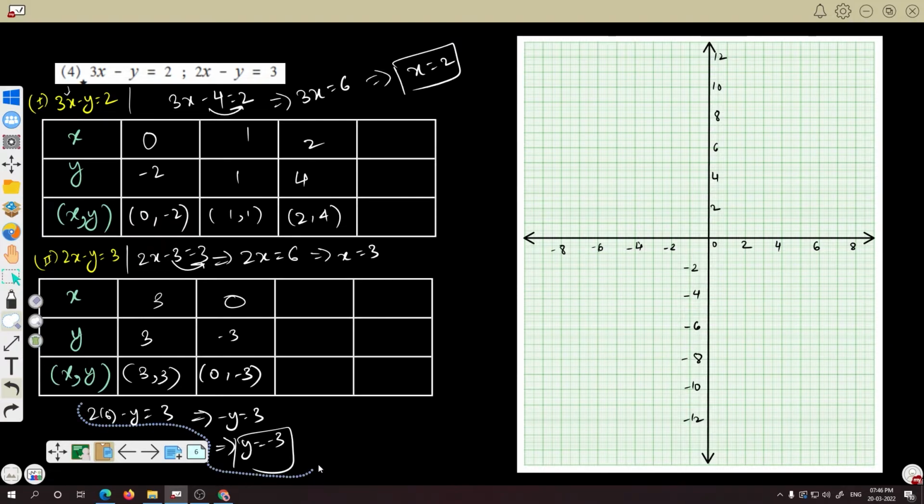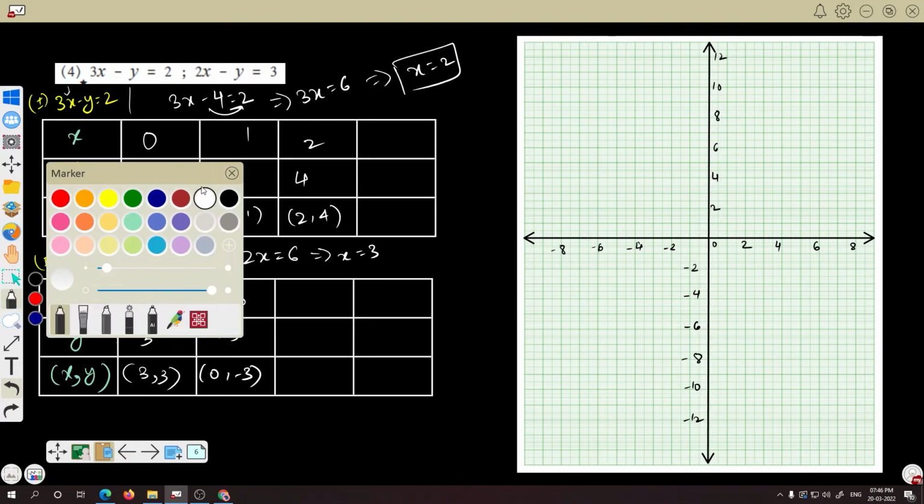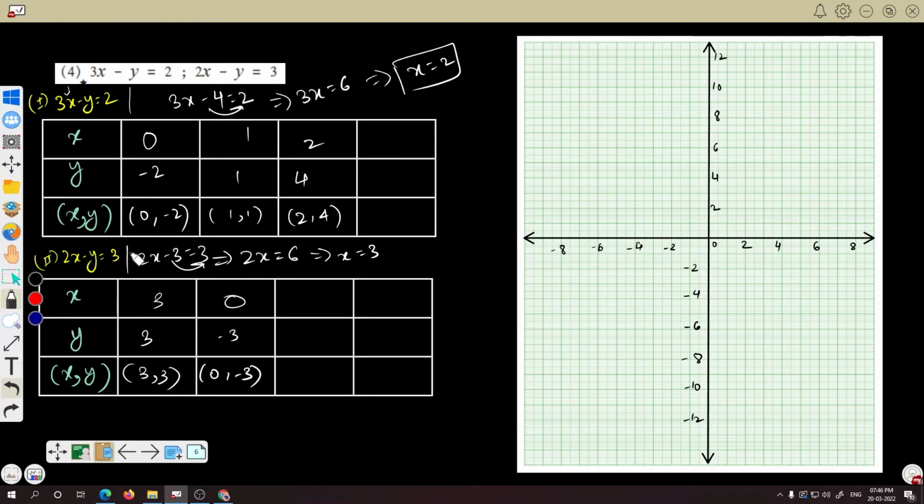Now we'll look for some other value. Again, in this case, if I take y as 0, then I will get the value of x as 3 by 2, which is 1.5. So if you want, you can plot the graph, but as I said, it is not convenient for us to plot decimal numbers, so we look for some other value.